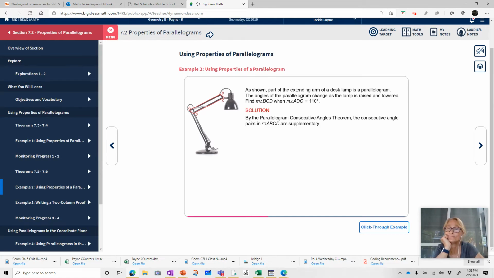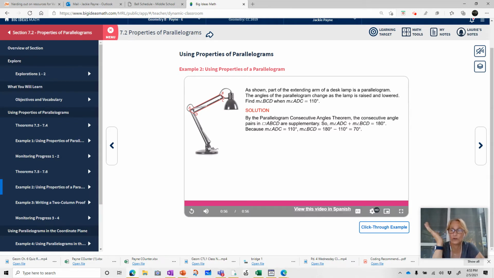Solution. By the parallelogram consecutive angles theorem, the consecutive angle pairs in parallelogram ABCD are supplementary. So, the measure of angle ADC plus the measure of angle BCD equals 180 degrees. Because the measure of angle ADC equals 110 degrees, the measure of angle BCD equals 180 degrees minus 110 degrees, which equals 70 degrees. Hopefully you can see that. If you know one, you can figure out the other one. Very handy.